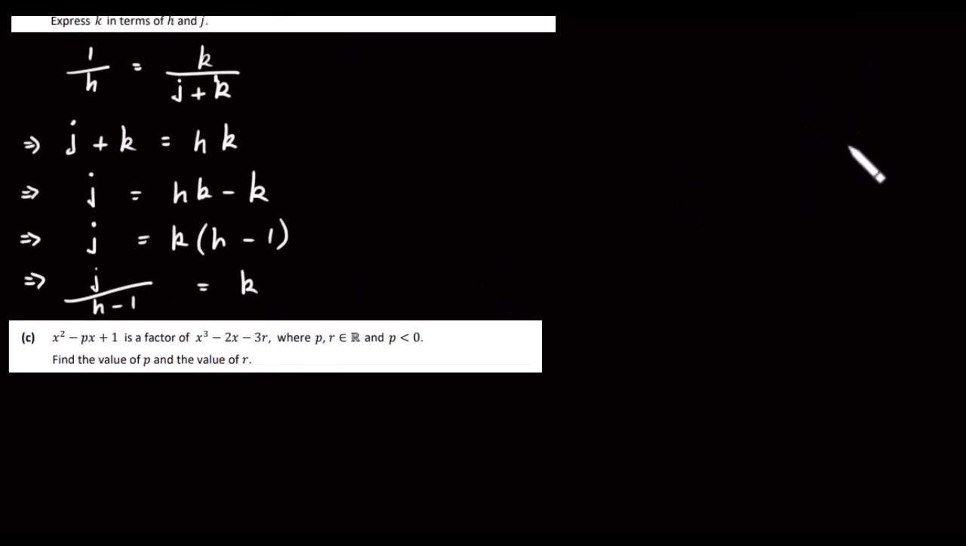Let's have a look at part C then. So in part C we have a quadratic here, x squared minus px plus 1. It's a factor of x cubed minus 2x minus 3r. p and r are real, and p is less than 0. p is negative. Find the value of p and the value of r.